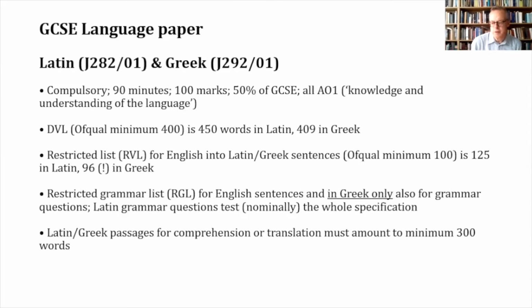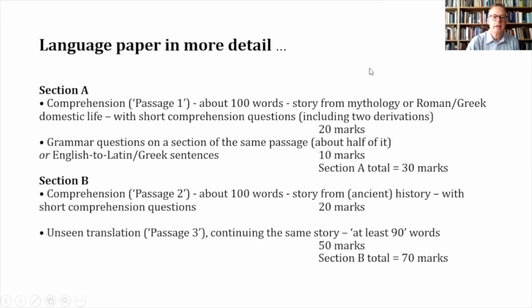Another thing that Ofqual laid down is that the passages to be dealt with, passages of unseen language for comprehension or translation, must amount to a minimum of 300 words. So we're just looking at that in a little bit more detail. So section A, the first passage 1, for comprehension, about 100 words. A story from mythology or from Roman or Greek, respectively, domestic life, with short comprehensions, including derivations.